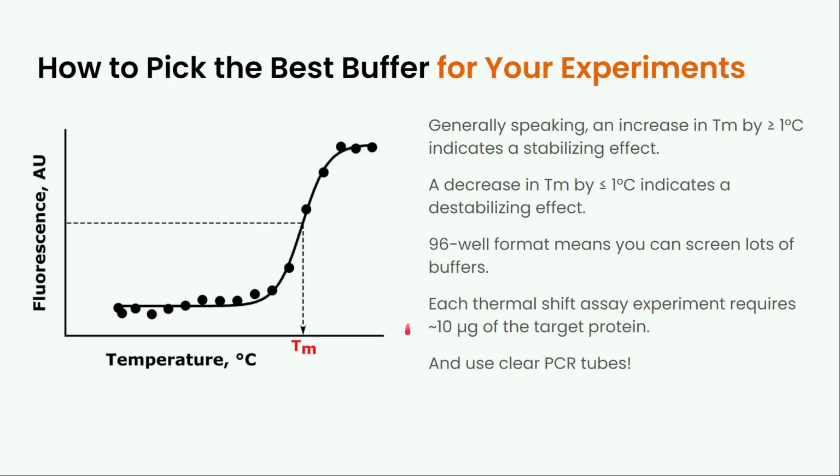And the assay is quite economical, requiring just 10 micrograms of protein per tube, per reaction. But remember to use clear PCR tubes and not the orange ones, for obvious reasons.